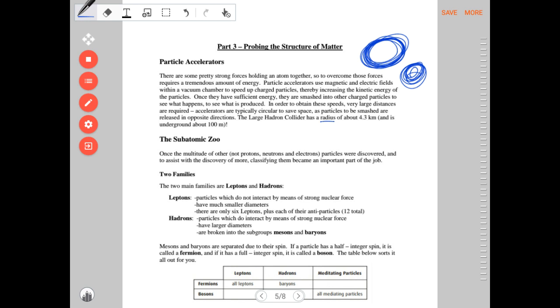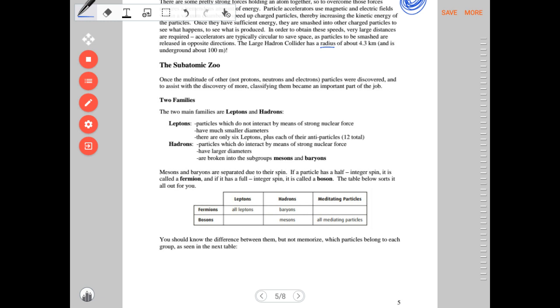So let's talk about the subatomic zoo. Once the multitude of other particles, so not protons, neutrons, and electrons, were discovered, and to assist with the discovery of more, classifying them became an important part of the job. Remember, when they started organizing the periodic table, they found holes in it and were able to predict properties of elements that they couldn't see yet. So the idea here is they wanted to classify all these new particles so that they could see if there were similar patterns to the periodic table.